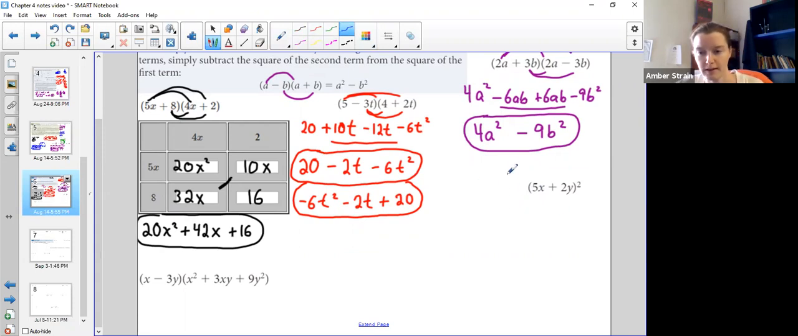So on that note, when we go to this problem right here, be careful. There's a really common mistake to think that it is 25x squared plus 4y squared. But please do not make that mistake. Every time you make that mistake, a puppy dies. So don't do it. It's not that answer.